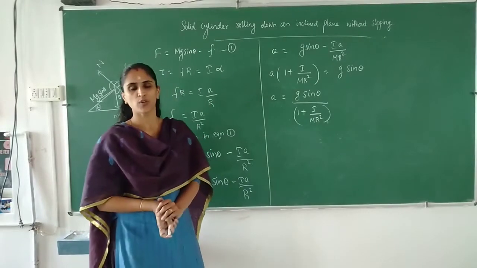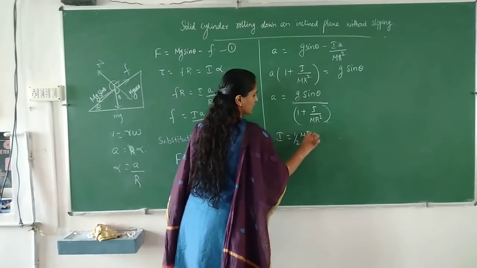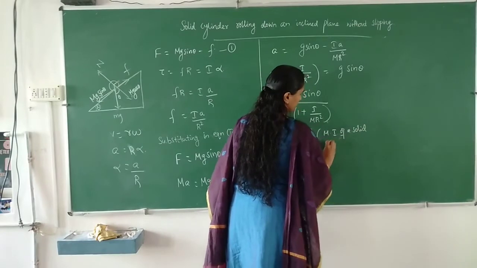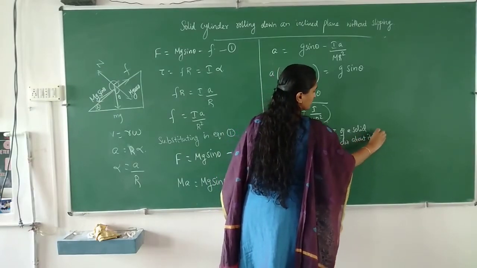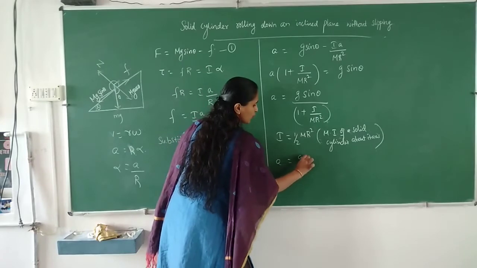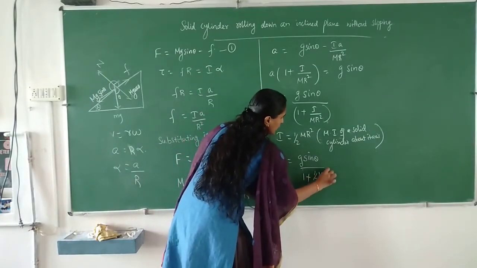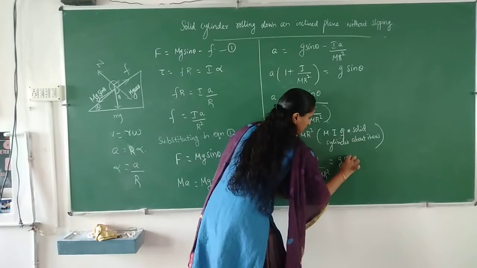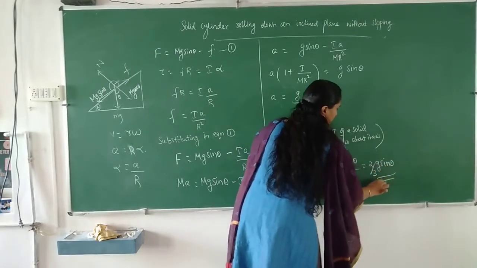The moment of inertia of a solid cylinder about its axis is I equal to half m R squared. So you can substitute here. Acceleration is equal to g sin theta divided by 1 plus half m R squared divided by m R squared. What you will get is g sin theta by 3 by 2, which is equal to 2 by 3 g sin theta. So this is the acceleration with which it is coming down.